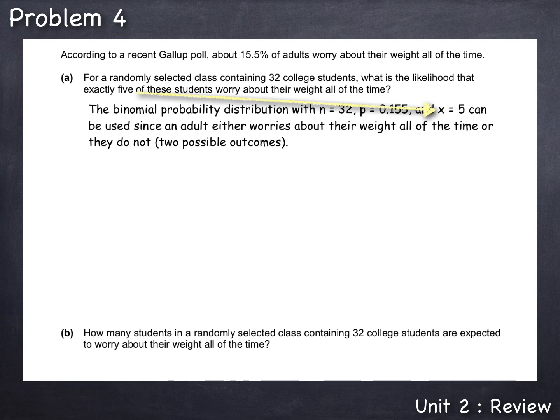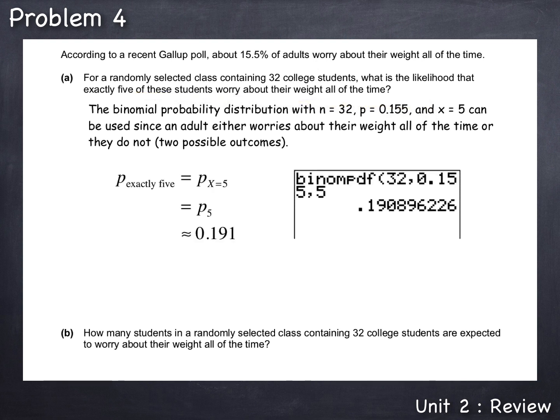On the TI-84 calculator, the binomial probability command that calculates the probability of exactly equaling a value is the binom PDF command. To get to the binom PDF command, you press second, vars to get to the distribution menu, arrow down until you find binom PDF, press enter to select. And then you must enter the 3 variables in this order, n, p, and x, all separated with commas.